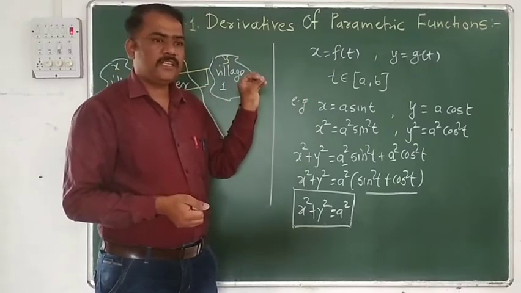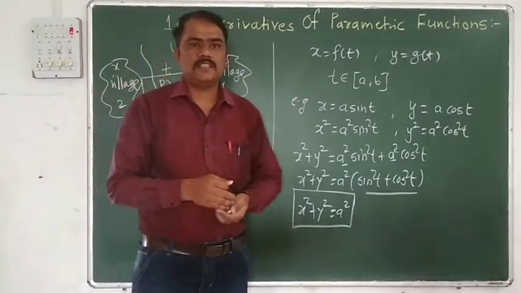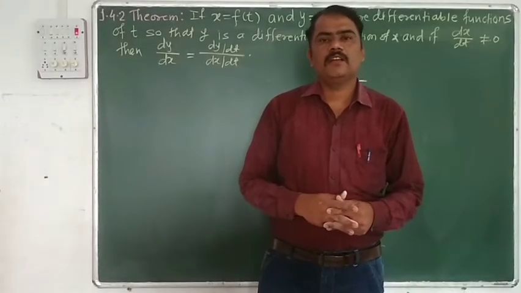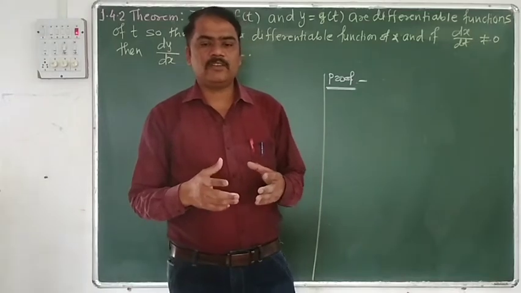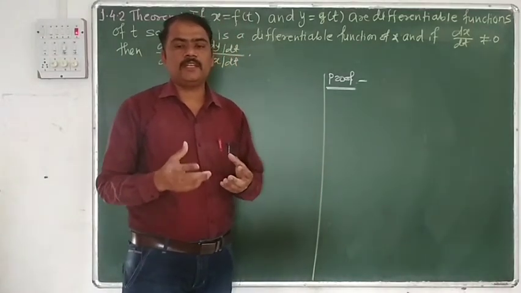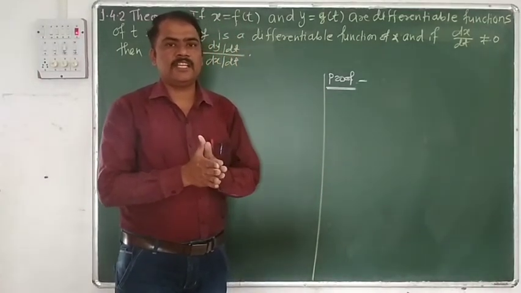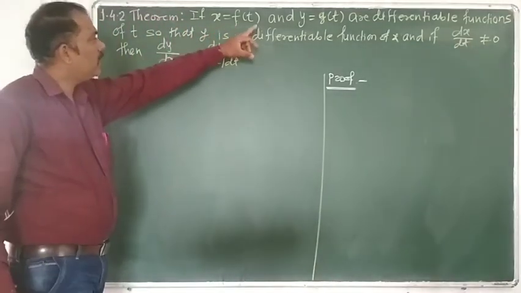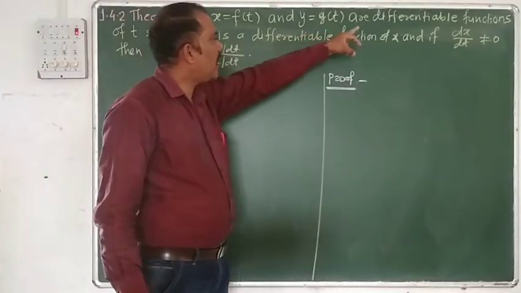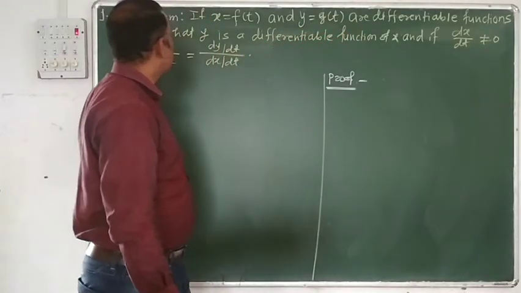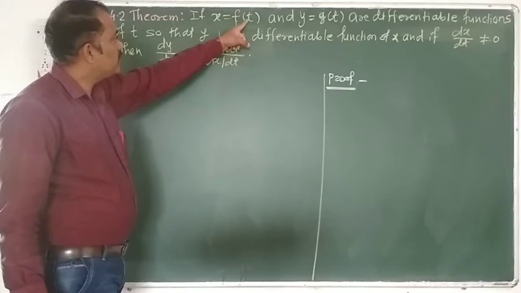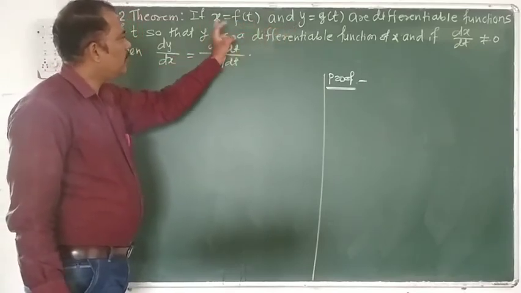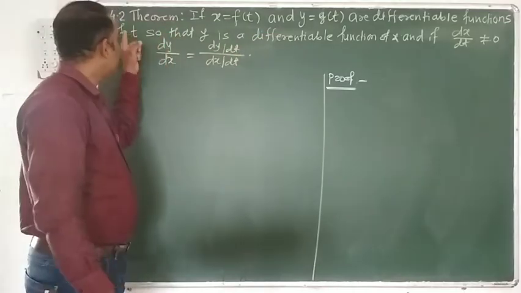What is the statement of that theorem? Now we have to discuss that. First of all, the statement of the theorem related to the derivatives of the parametric functions. If x is equal to f of t and y is equal to g of t are differentiable functions of t, x is a function of t, y is also a function of t, it means that both x and y are differentiable functions of t.